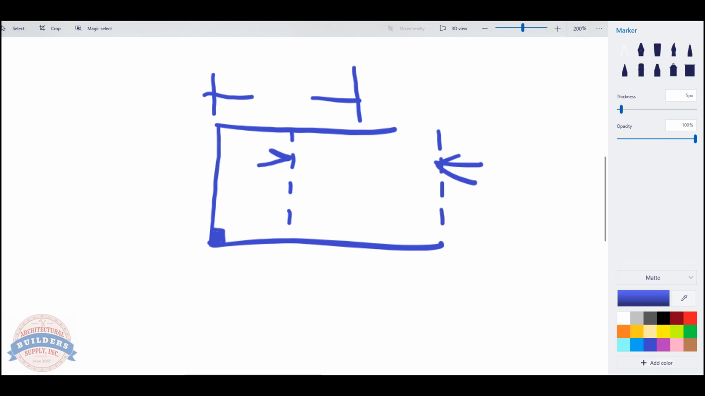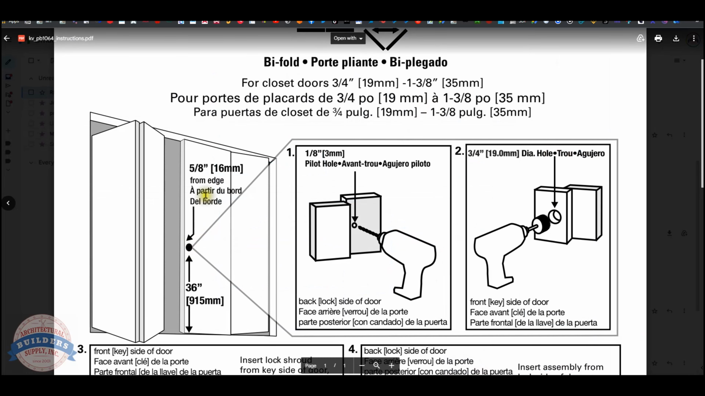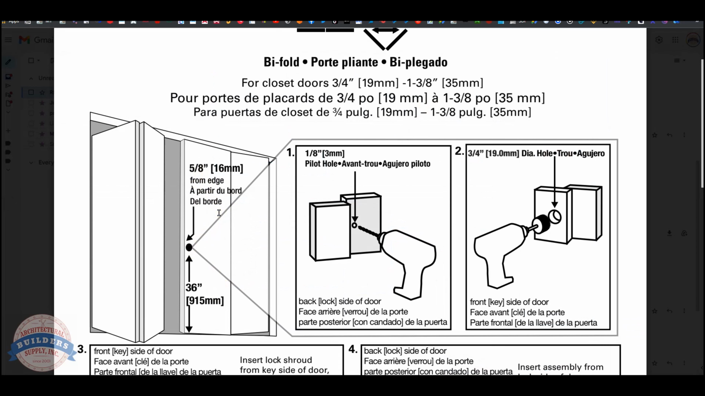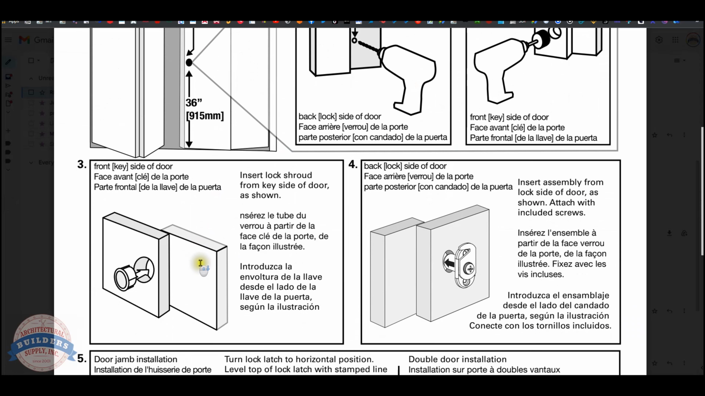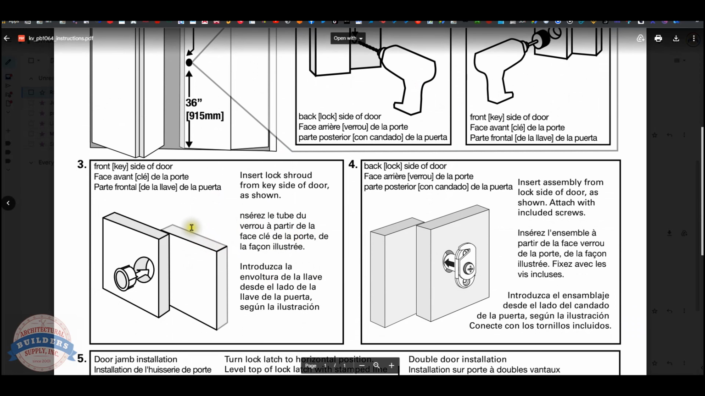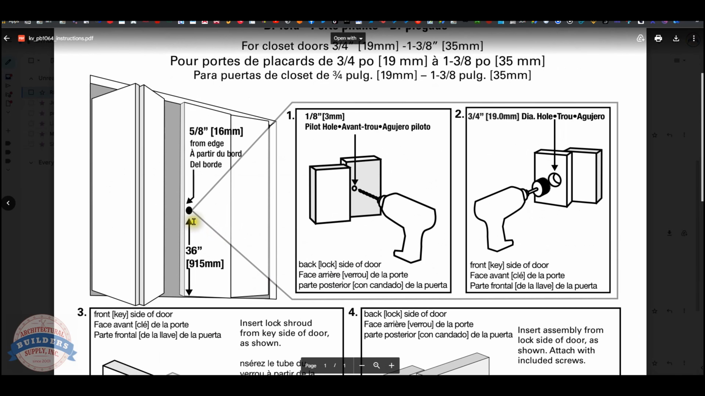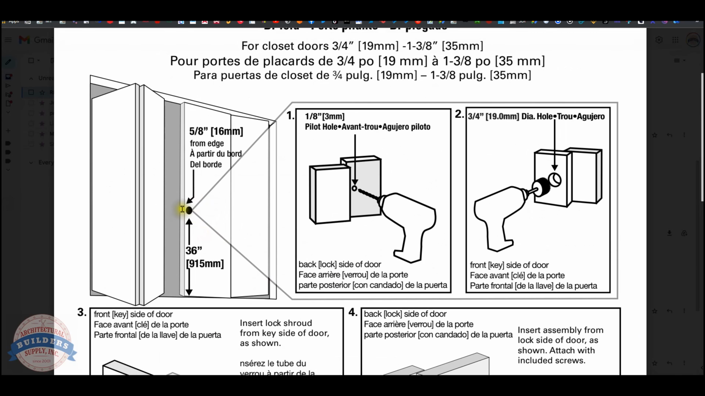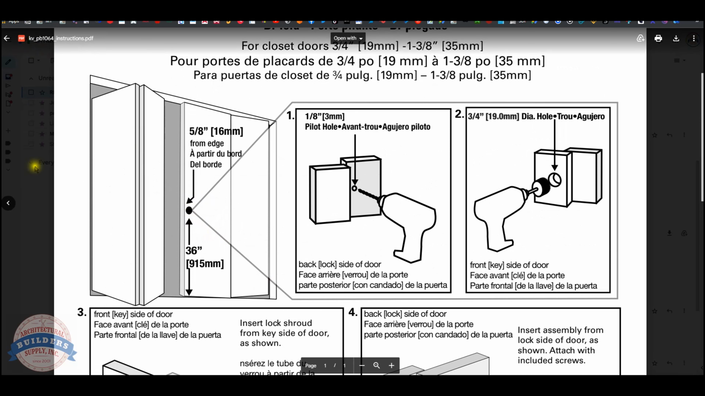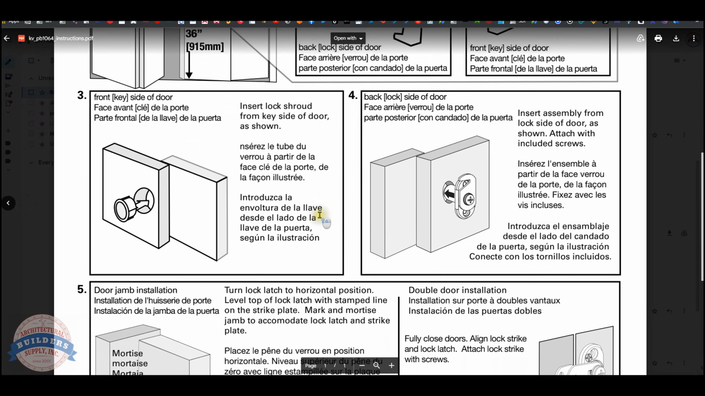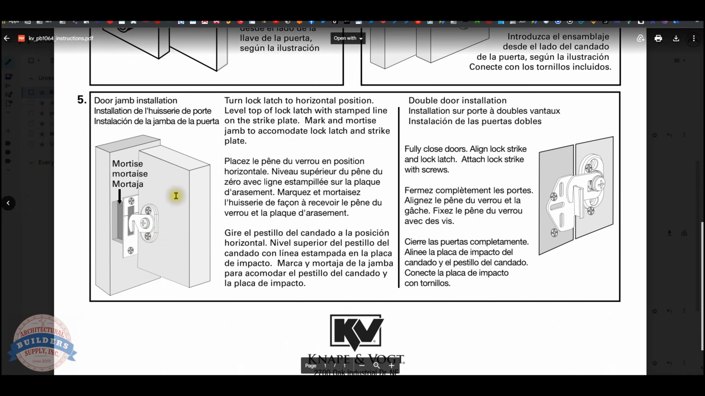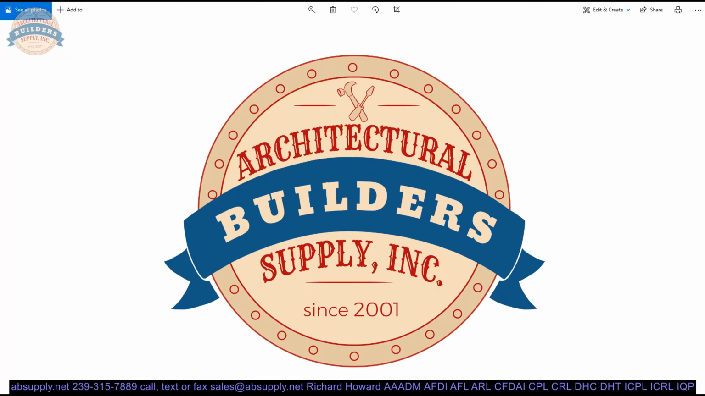So back set is 5/8 from edge. That does not help us because they're not telling us what the true back set is. What this installation instructions is telling us really is the edge of the door to the edge of the hole, I think, is 5/8. And in order for us to determine what's actually happening, we're going to grab this lock off the shelf and take a look at it.